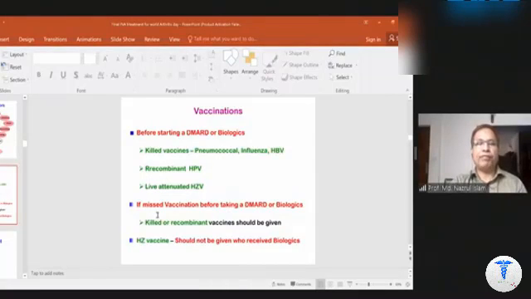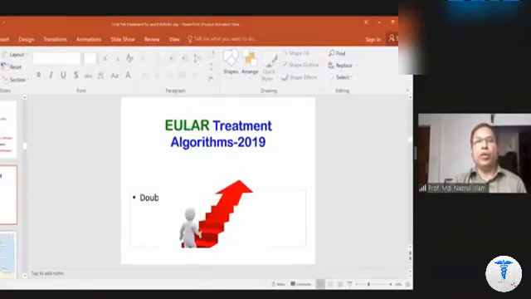And if someone needs this vaccine and has already received the DMARDs, the biologics, they are candidates for the killed vaccine or the recombinant one. And the herpes zoster vaccine should not be given to those who received the biologics. So now with this information, let us have a look. I just bring here only one guideline algorithm in front of you.